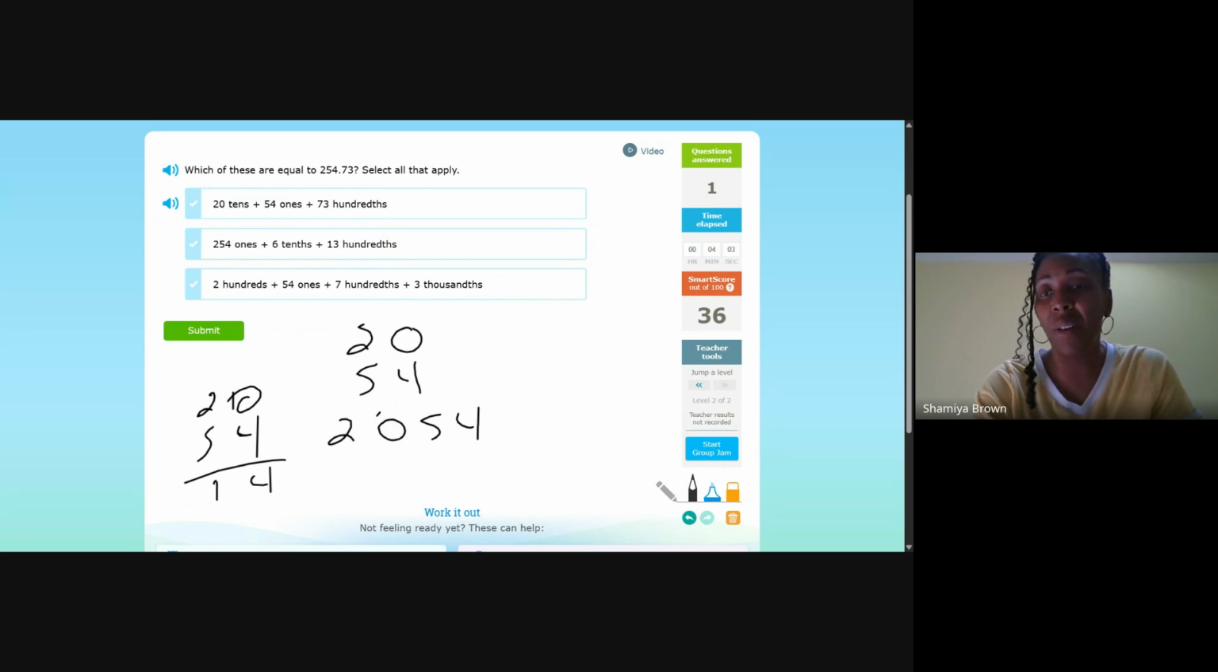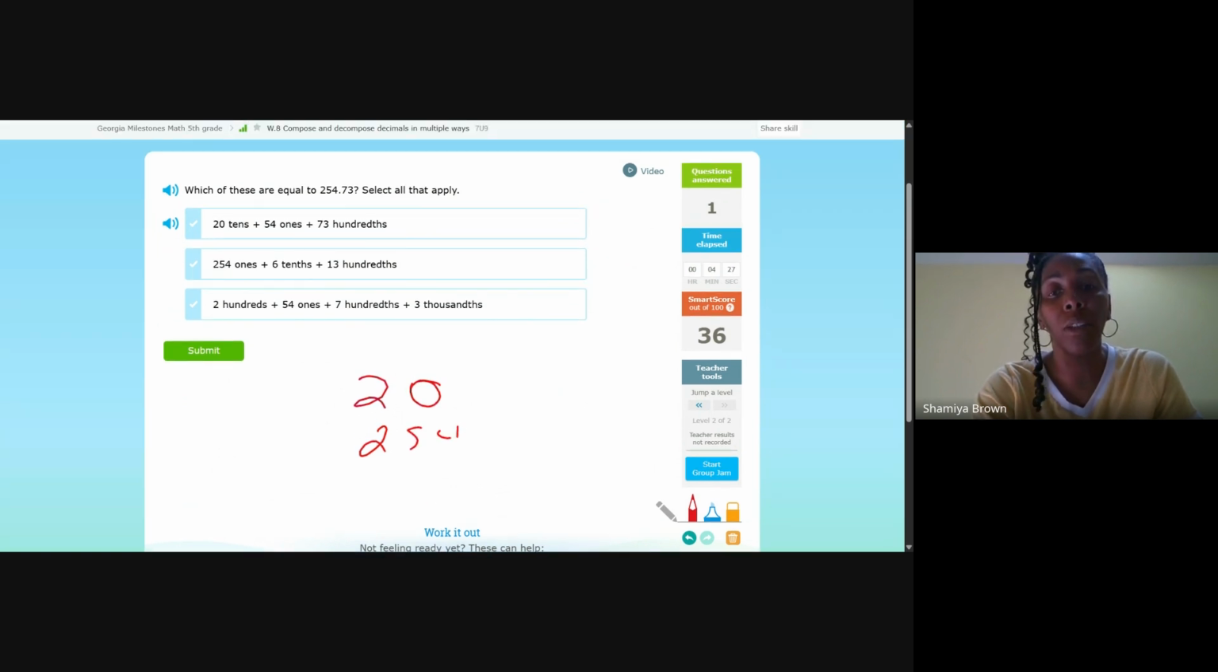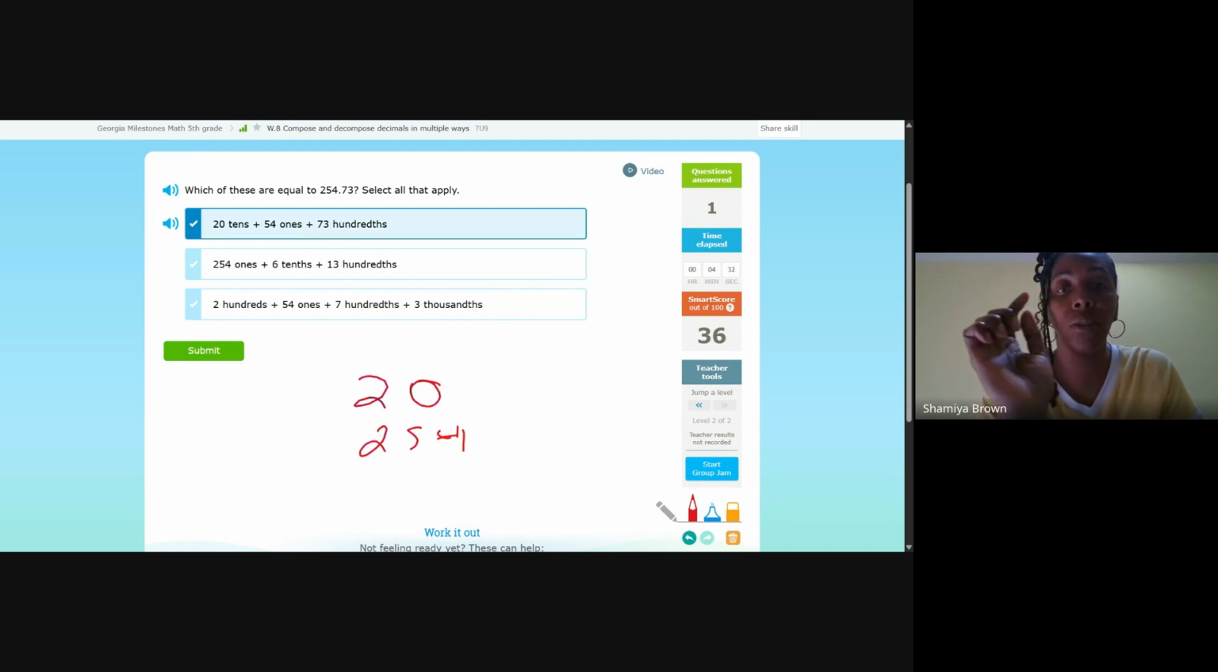Can't think of it that way. It's not that I'm adding those. If I have 20 tens, that represents 20. Then 54 ones, that represents 54. So the 2 would be in the tens place in the 54. Yep, so that would equal that. Okay. Then I have 7 tenths and 3 hundredths. So this one would be it.